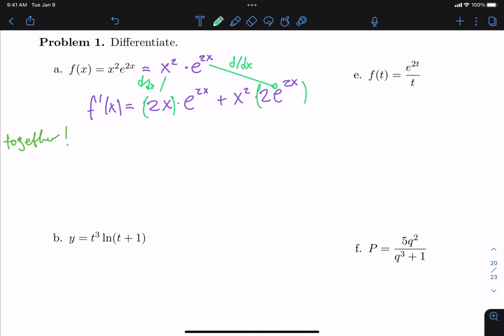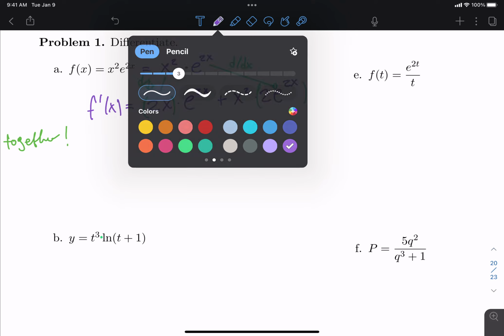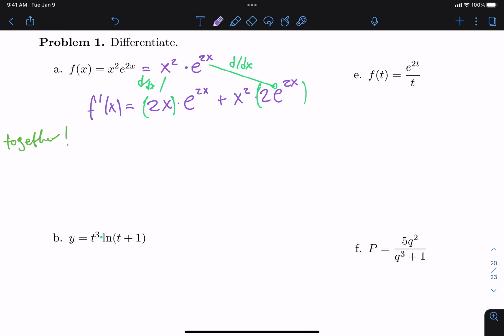Let me do another product rule example. Here we have t cubed times ln of t plus 1. Identify the first function here as t cubed and the second function as ln of t plus 1. And I know my job with the product rule tells me to do the derivative of t cubed first and leave ln of t plus 1 on its own. And then what comes next? Not quite. We got to keep, so the first thing we did was we did the derivative of t cubed and left ln alone. Then I have to do plus, and I have to do what?